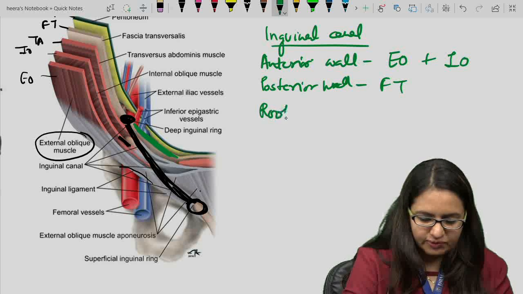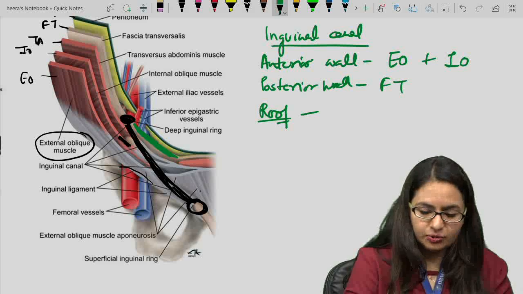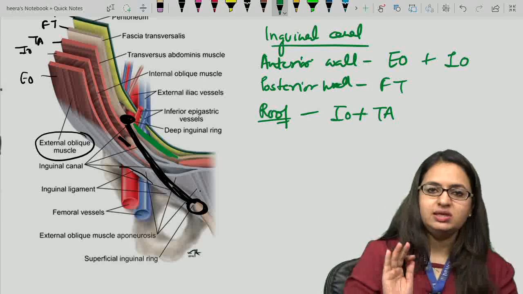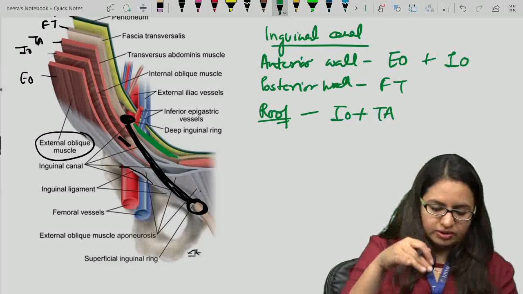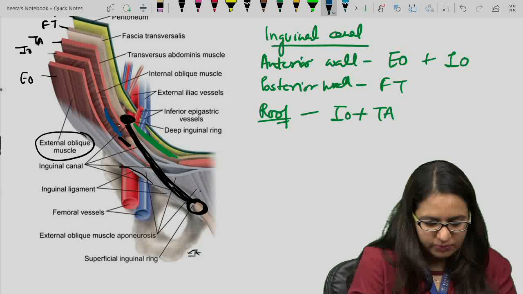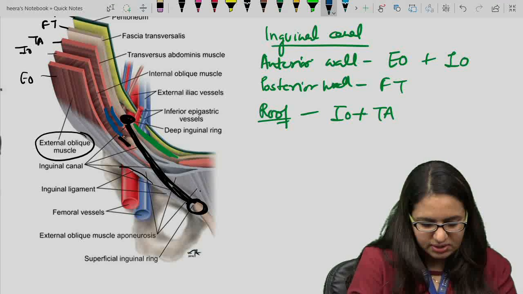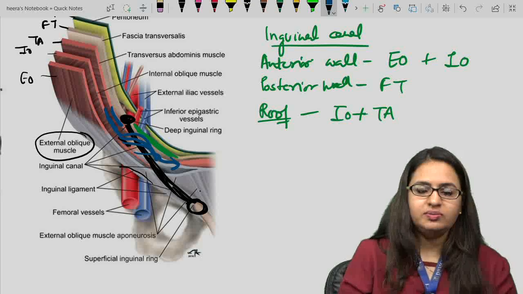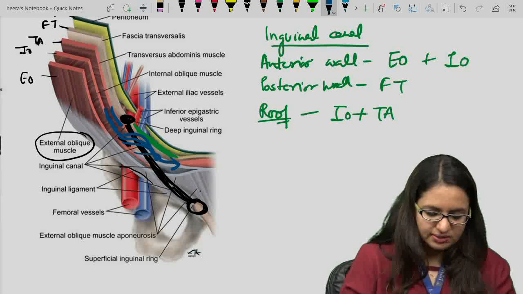Then the roof. The roof is mainly contributed by the internal oblique and the transversus abdominis fibers, which are turning over the inguinal canal. So the internal oblique over here and the transversus abdominis go over and form the roof of the inguinal canal, and then they reach towards the medial side, and on the medial side they form the conjoint tendon.